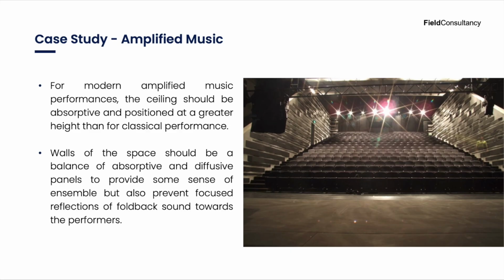This space is an example of a converted power station, an industrial space that was hard and reflective in terms of its surface finishes. And so the architects were quite creative in the way that they provided diffusion. They ended up reusing some metal panels found on site to provide the diffusive surface finish you see on the left and the right-hand side.